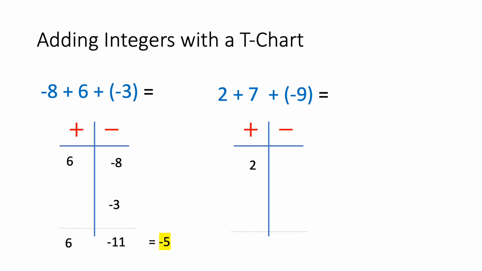On this example, we have 2 positives, 7 positives, and 9 negatives. 2 plus 7 is 9. Bring down the negative 9, and that shows us that this has an answer of 0.